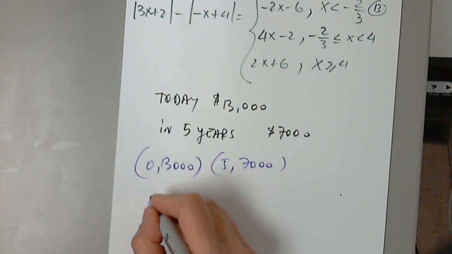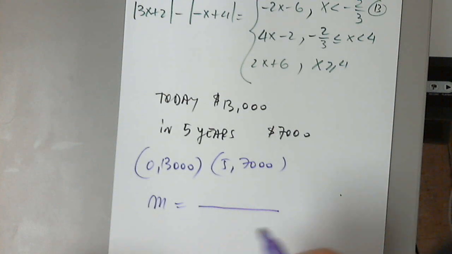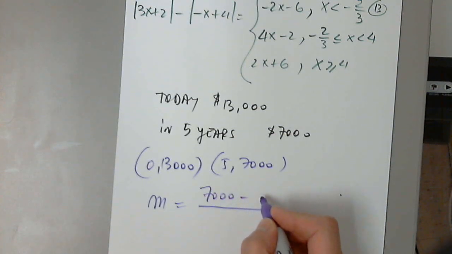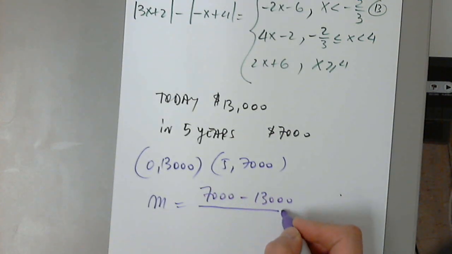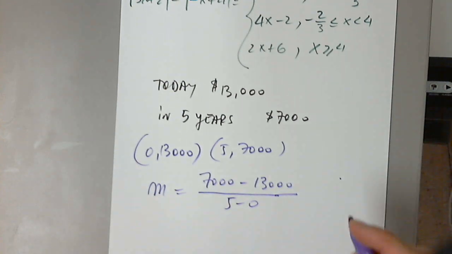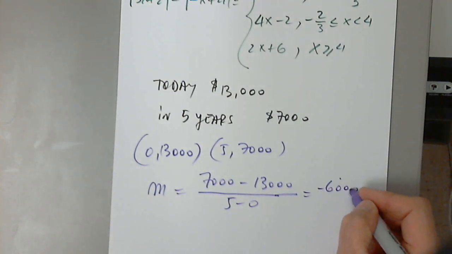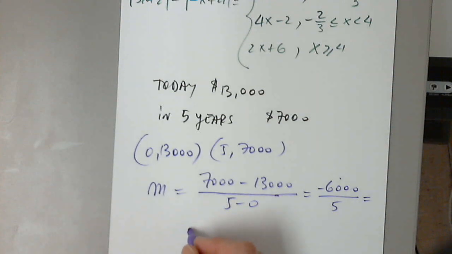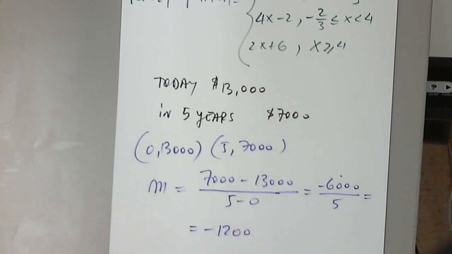Awesome. So then I will have to determine the slope. Do you expect the slope to be positive or negative? Negative. Excellent, wonderful. So 7,000 minus 13,000 divided by 5 minus 0. So then the numerator is negative 6,000 divided by 5, and that's negative 1,200. And if you just write negative 1,200, I cannot give full credit.